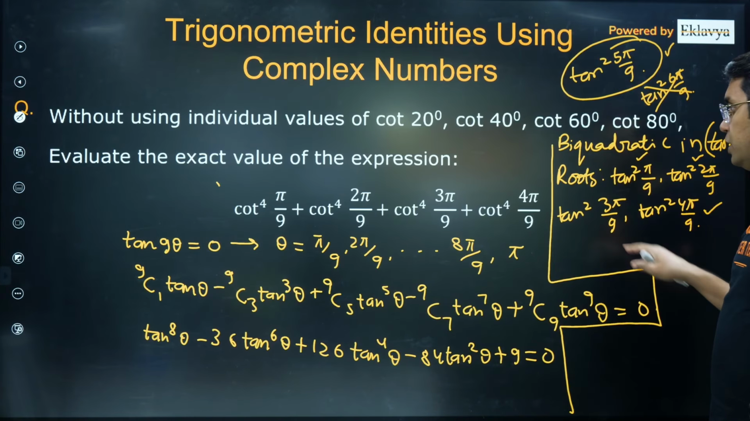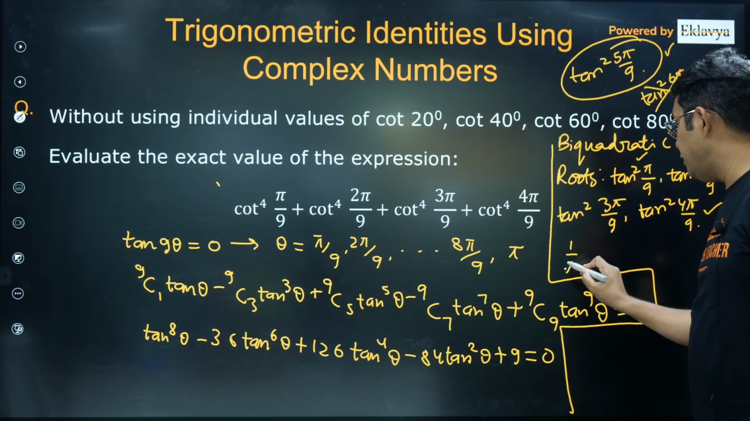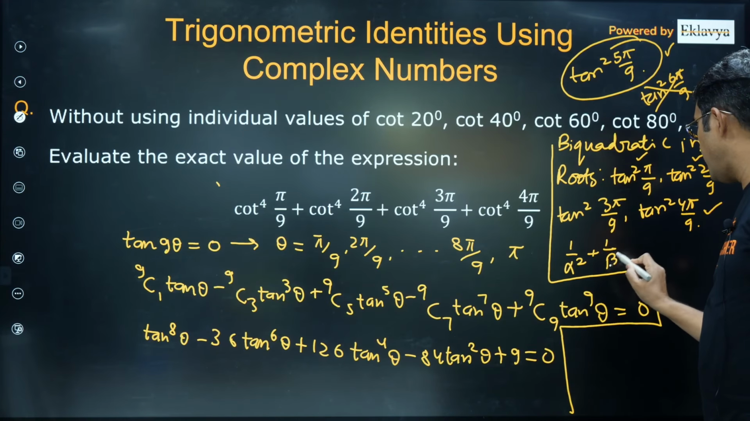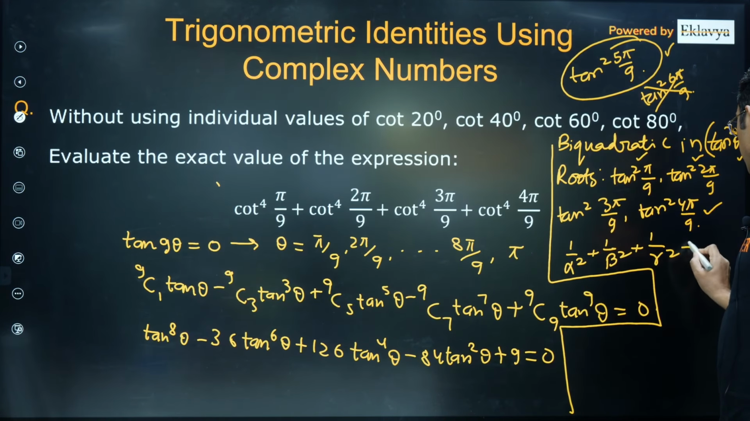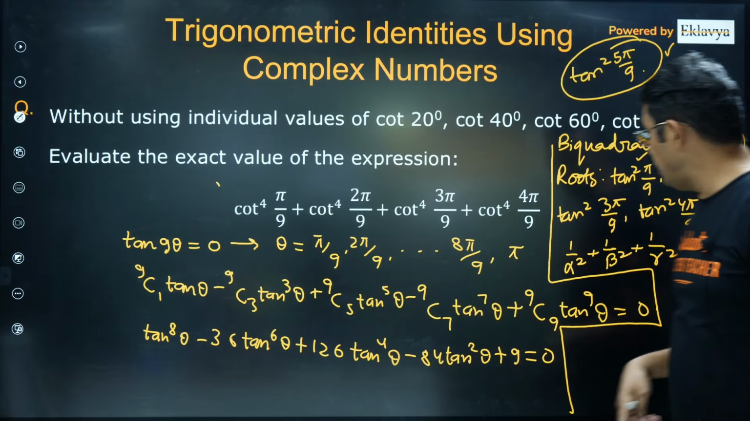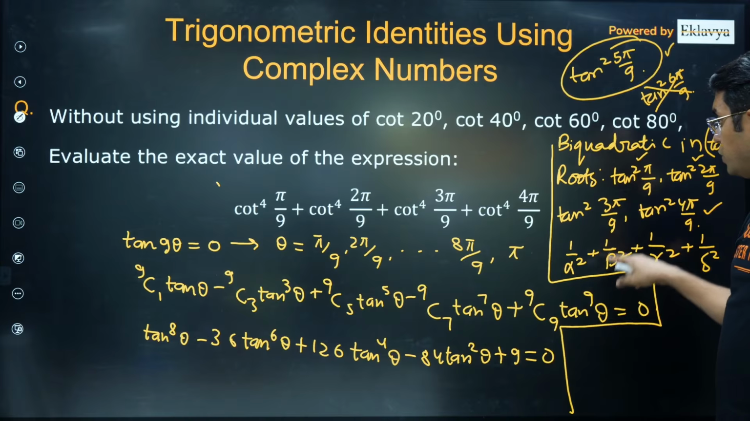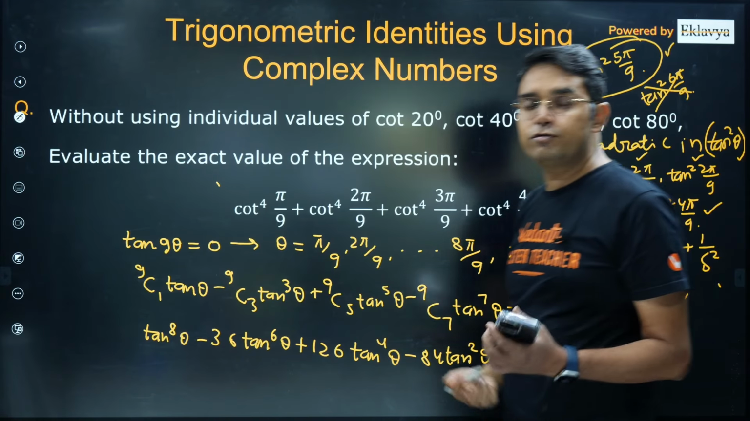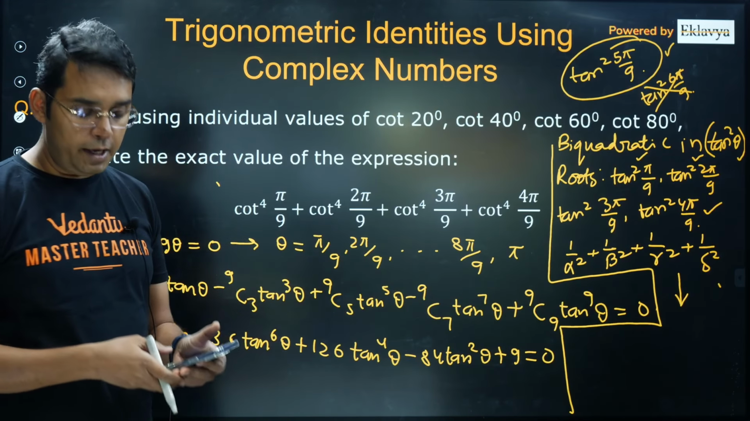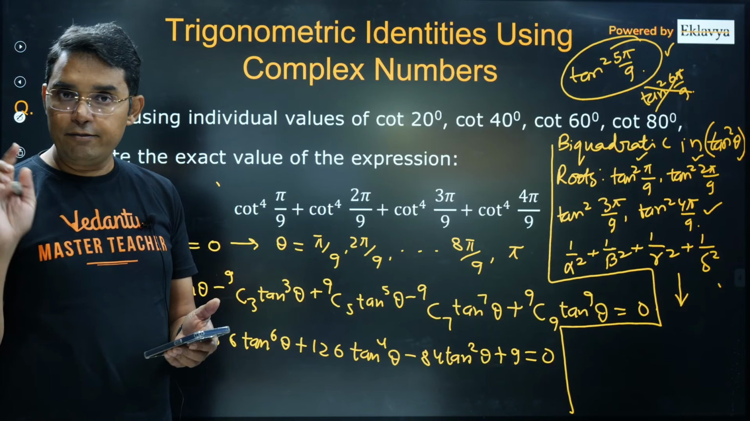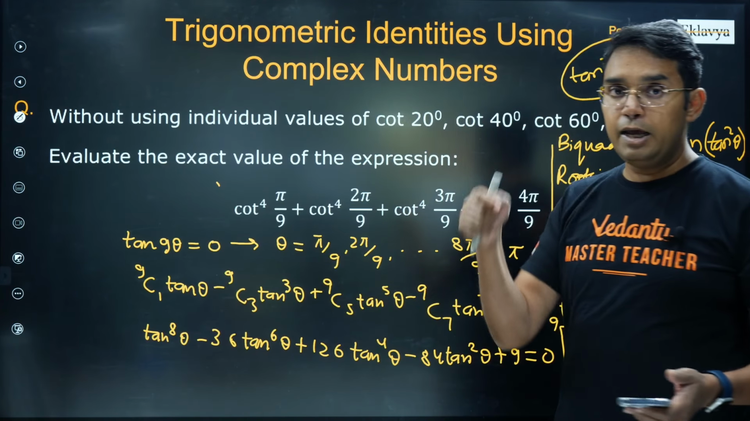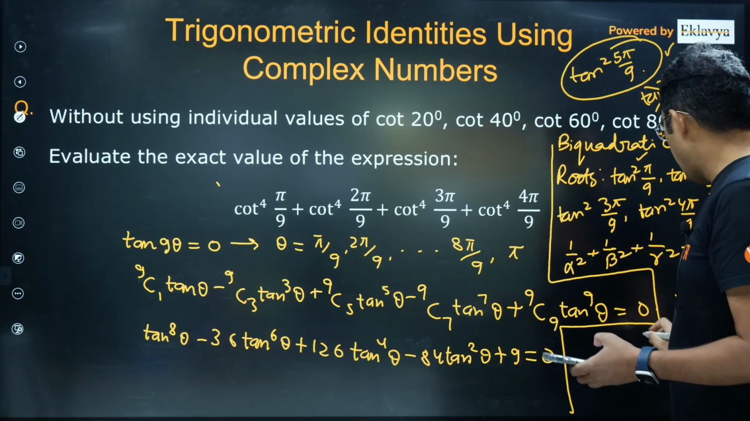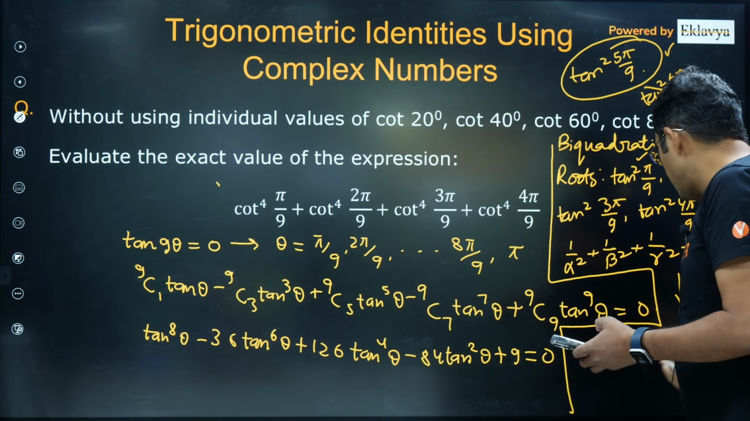Now if these are the roots, I think we are looking for 1 upon alpha square plus 1 upon beta square plus 1 upon gamma square plus 1 upon delta square. If roots are alpha, beta, gamma, delta, cot power 4 will be 1 upon alpha square if this is alpha, and likewise. Now let me know, can we not do this question directly, because it is just a question of sum of roots, product of roots. Okay, so I will not solve this completely. I have given the solution of this question in my session notes. Please go through it. The answer of this comes out to be, I think, 532 by 9.